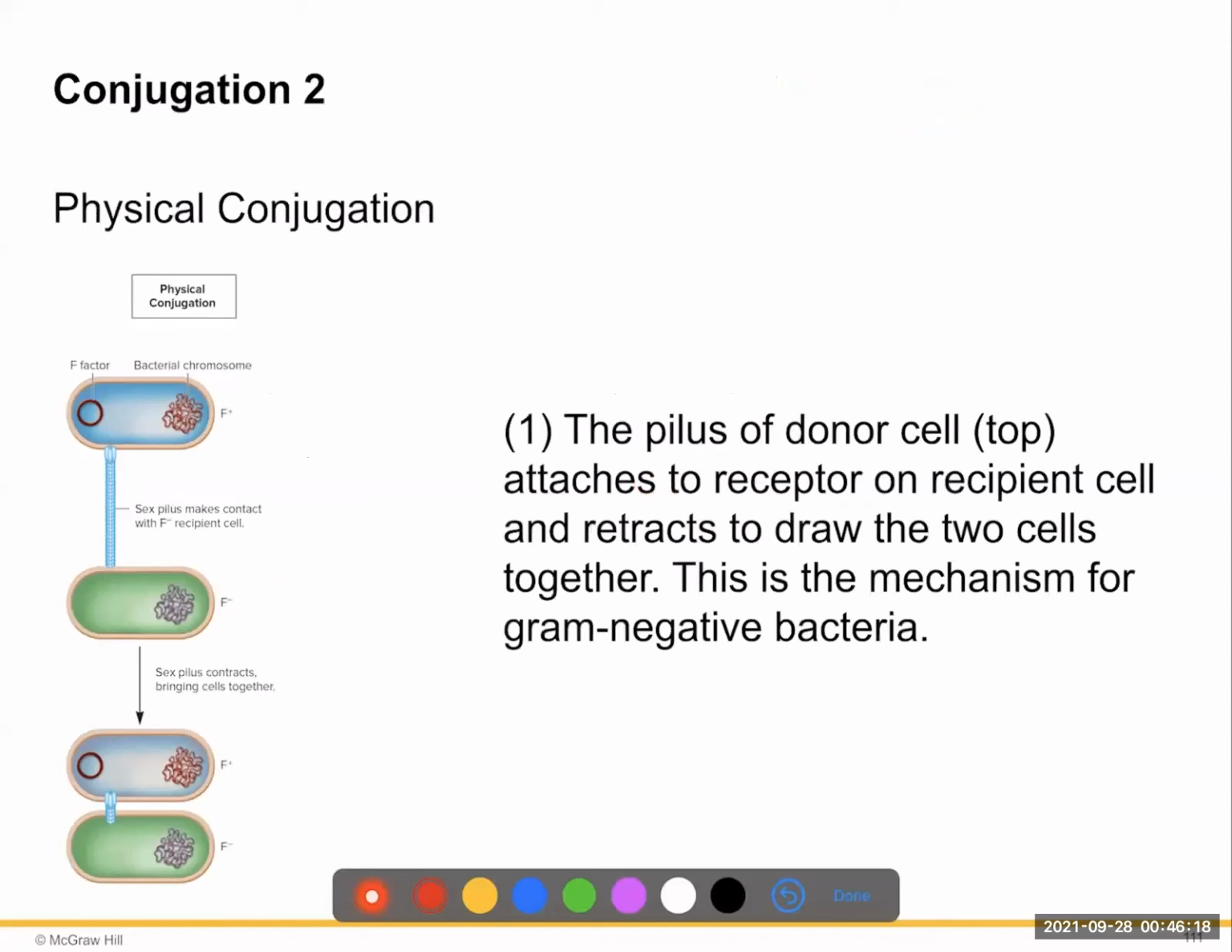So it's a physical connection that makes contact with the cell. These two cells are now in contact, F plus and F minus, and then it's transferred. This is transferred from one cell up into the other. And now you have the F plus cell. The pilus of the donor cell on the top attaches to a receptor of the recipient cell and retracts to draw the two cells together. So your pilus attaches, and it's like a spring, it pulls them together. Once it pulls them together, now this genetic material can be transferred from one to the other.